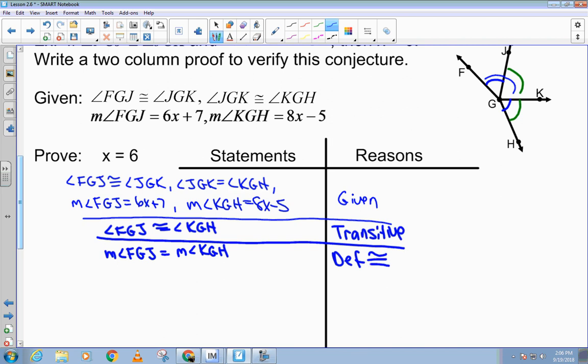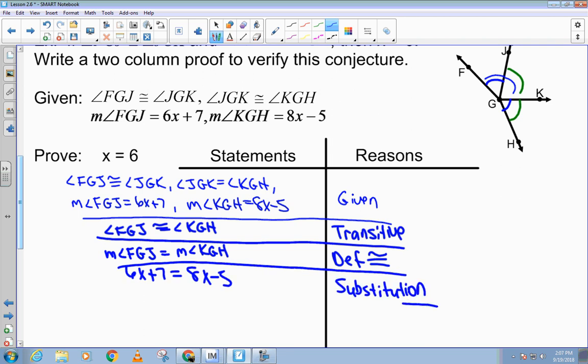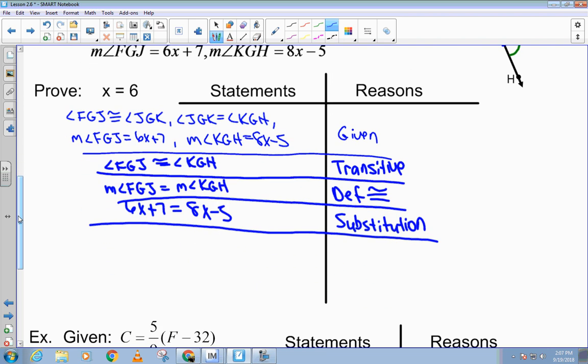Now what can I do, Connor? Now I can substitute. So now I can replace FGJ with 6x plus 7. And I can replace KGH with 8x minus 5. And that is substitution. Alright, so now we're in business because now we can just get on with solving our equation, right? Okay? Alright, so Samson, what do you think we should do?